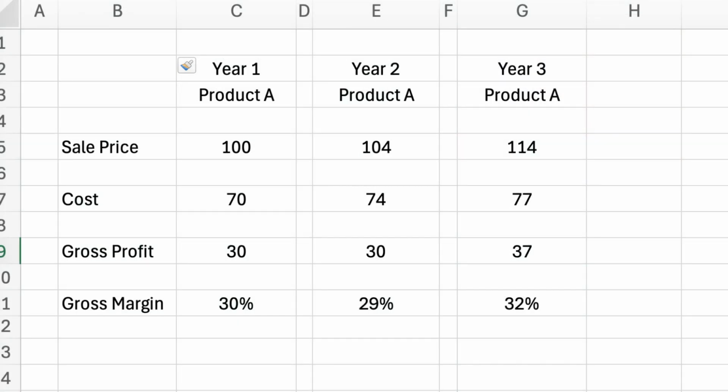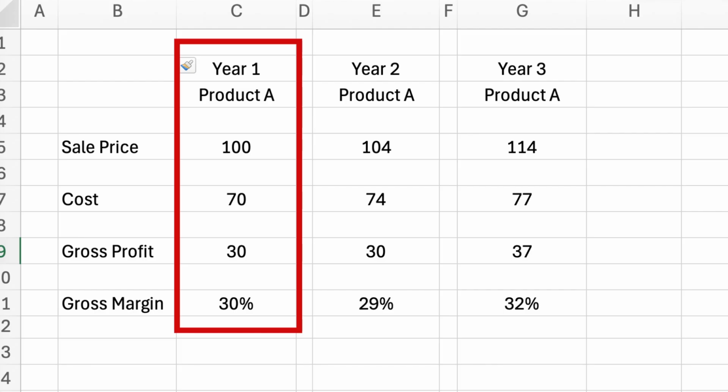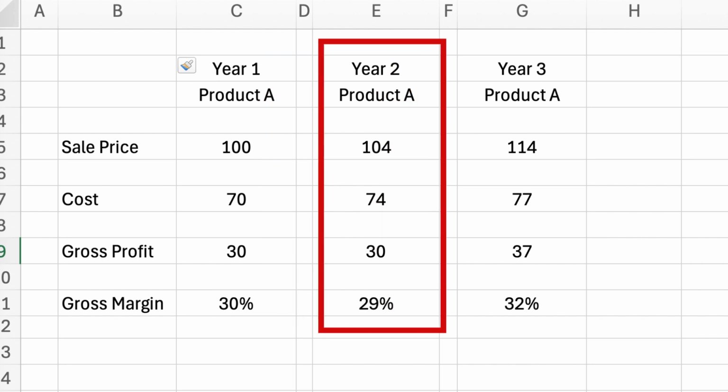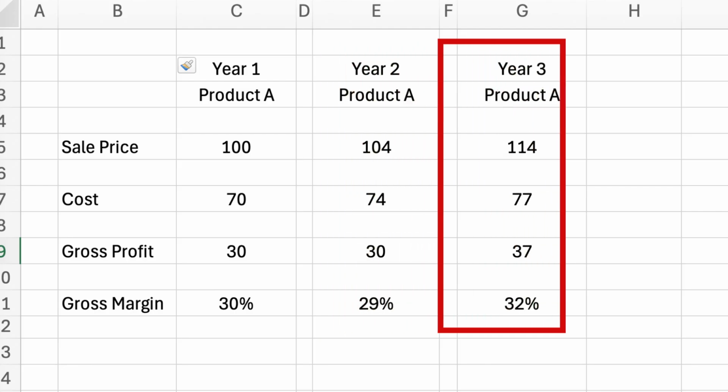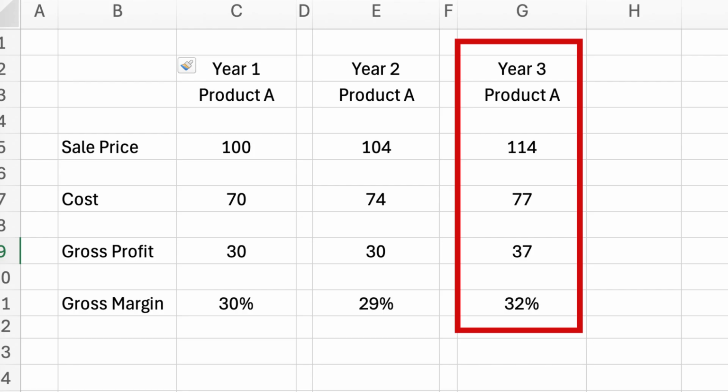In this example, we're looking at the performance of a single product in years 1, 2, and 3. In year 1, the price was $100 with a cost of $70, gross margin 30%. Year 2, the cost increased to $74 and the price increased to $104. The gross margin is 29%. The pricing did not increase at the same rate as the cost, and therefore the gross margin dropped. In year 3, the cost increased to $77 and the price increased to $114. The resulting gross margin is now 32%. So in year 3, we start to make up for some lost profitability.